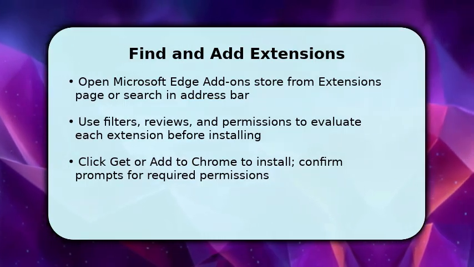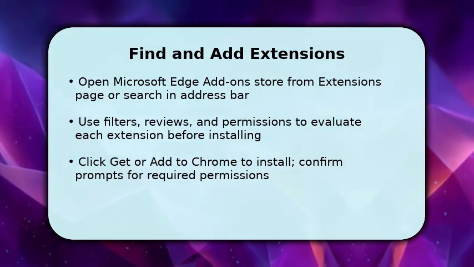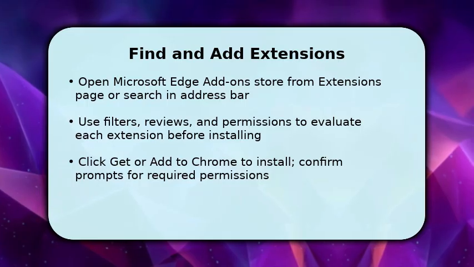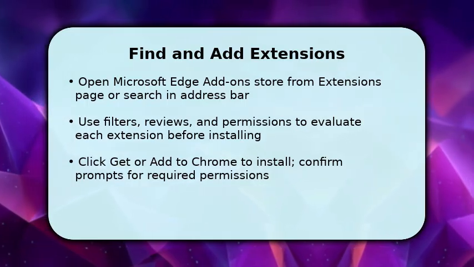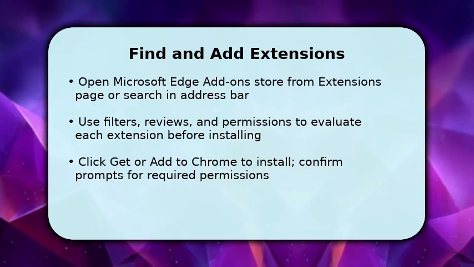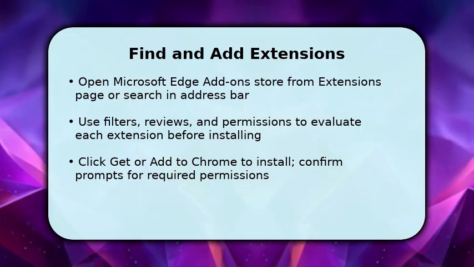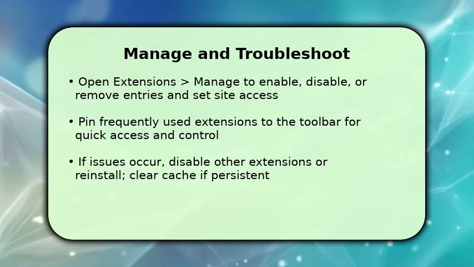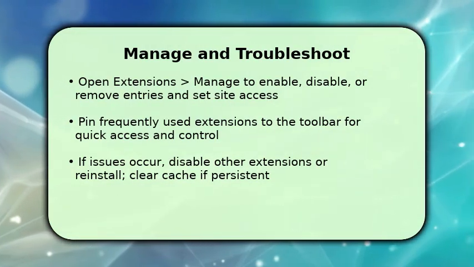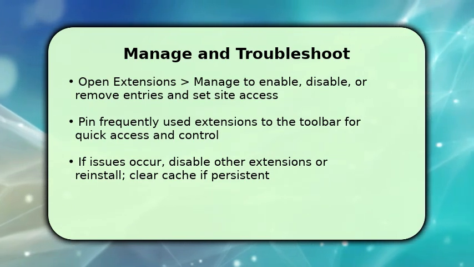If you need a Chrome extension, enable Allow Extensions from other stores, then install. Make sure to pause or remove any conflicting extensions after installation to avoid performance issues. Finish by organizing extensions in Extensions Manage. Enable, disable, remove, or set site access to limit permissions.